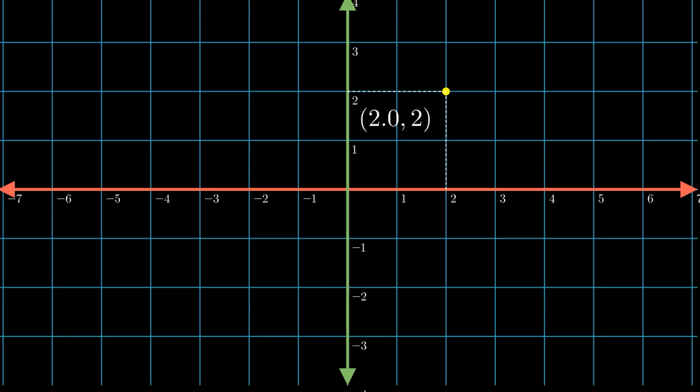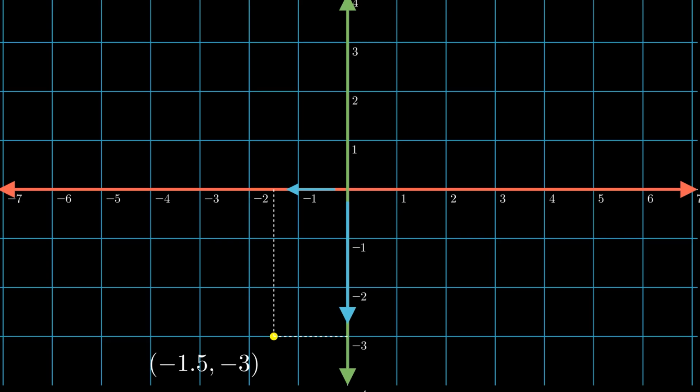Similarly, if we move to the left, the x value decreases, and if we move down, the y value decreases. This point has coordinates minus 1.5 and minus 3, because the x value is minus 1.5 and the y value is minus 3. In other words, the point is 1.5 units to the left of the y-axis and 3 units below the x-axis.